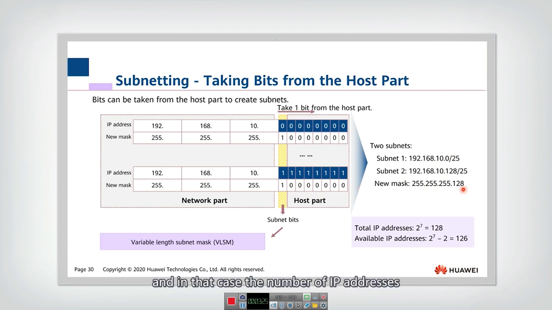And in that case, the number of IP addresses which can be provided in each subnet is actually reduced to 2 to the 7 minus 2, so that is 126. We call this kind of subnetting the variable length subnet mask. So the subnet mask is no longer only 8-bit, 16-bit or 24-bit. It can be any number from 1 to 32, so we call it variable length. Here, for example, it has become 25 instead of originally 24.